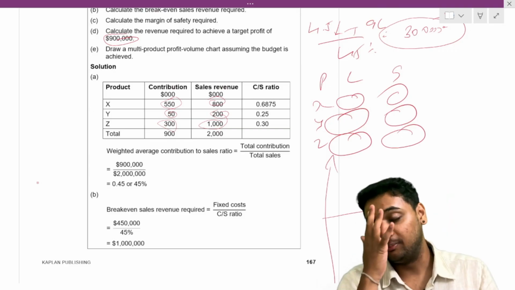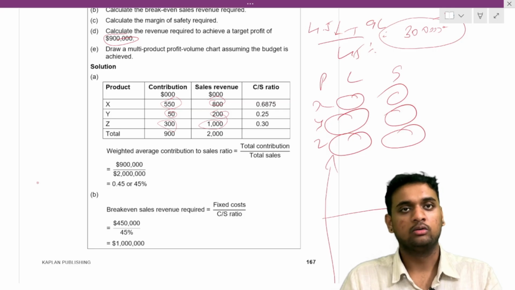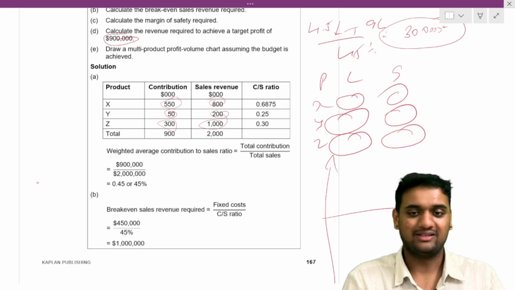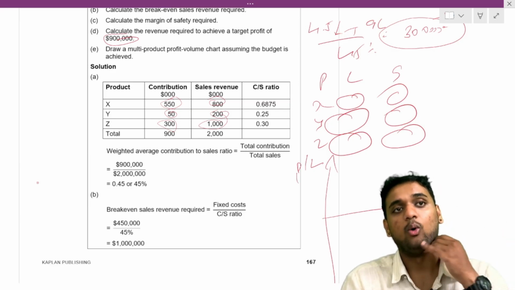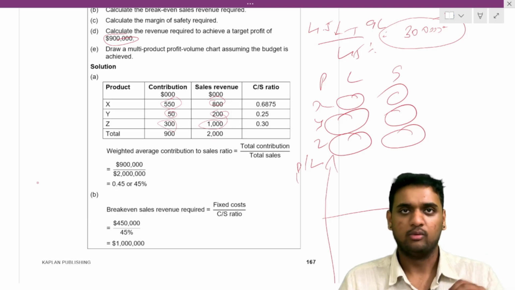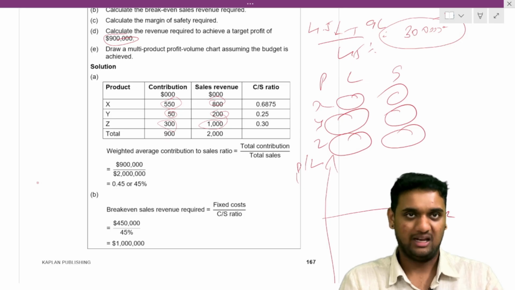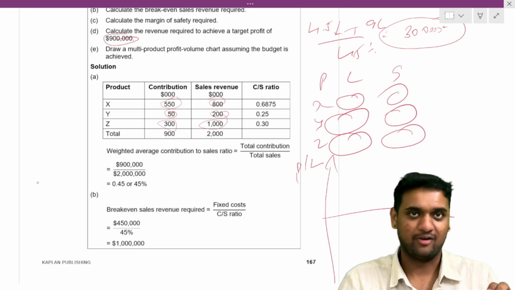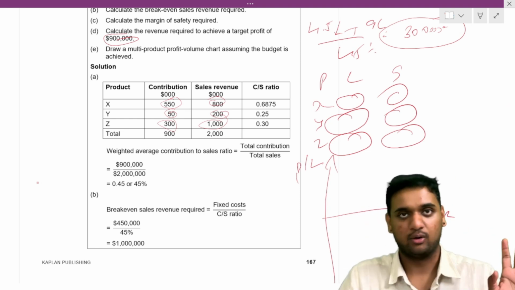What will be your Y axis in a PV chart? Profit or loss. Above will be profit, below will be loss. What is our X axis in a PV chart? Volume. It will either be units or sales revenue. Until now we saw units. Now for the multi-product PV chart we will take sales revenue.